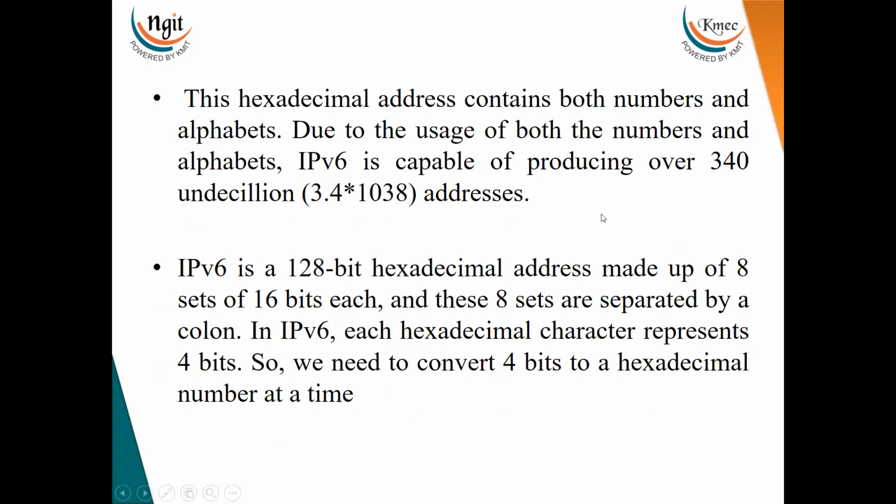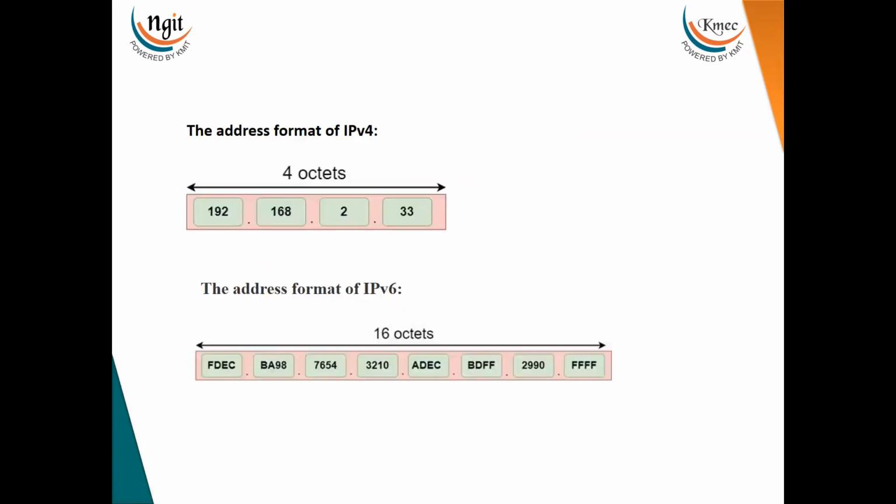Now, whenever you are working with IPv6, we have the hexadecimal address. Whenever you learn about IPv4, there we have only octets. Octet means we have 0 to 7. Whenever you go for hexadecimal, we have 0 to 9 as well as A, B, C, D, E. And the address format of IPv4 has only 4 octets.